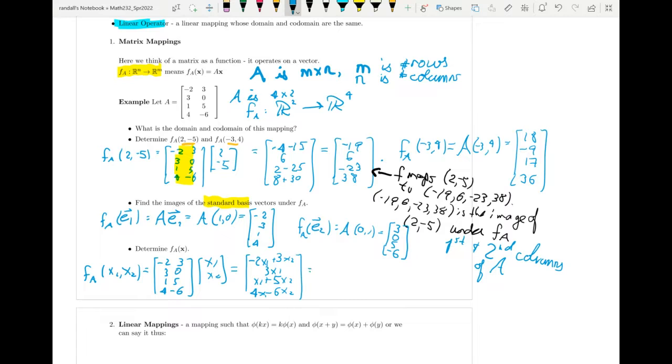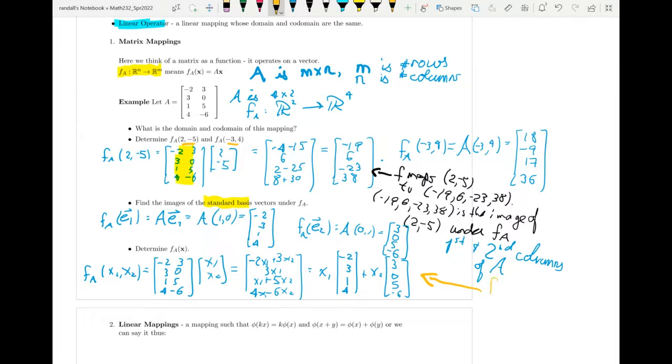Now I'm going to rewrite this. I'm going to factor out this number x1, and I see it's multiplying against the first column of A, and then I'll factor out the x2 from this expression. So I get the sum of these two vectors. This is a linear combination of vectors, and the vectors it's a linear combination of are exactly the columns of A. So I want to point this out here, something to make note of.